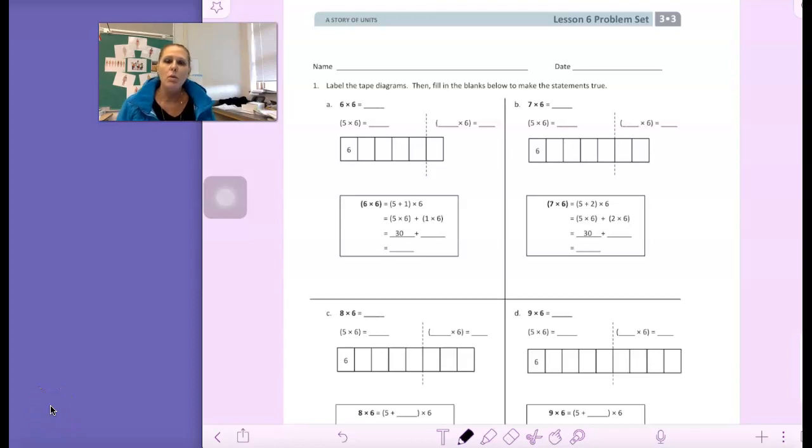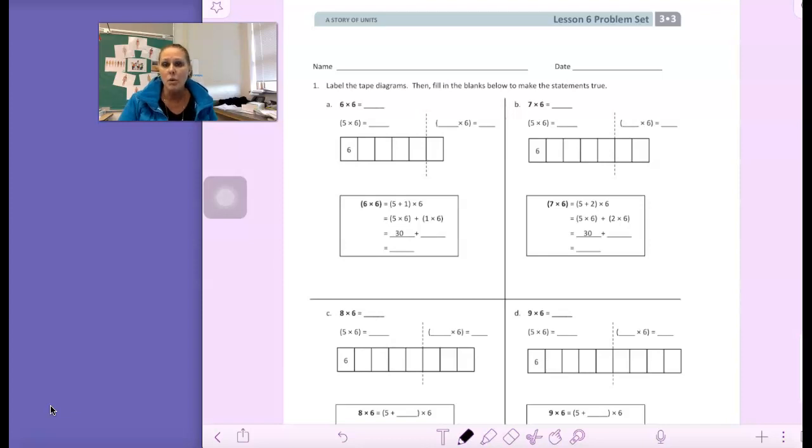Hi, boys and girls. We are going to do the lesson 6 problem set together. And we are using the distributive property to multiply numbers. Using the distributive property is really practicing breaking math facts apart into different problems to make simpler problems to solve.